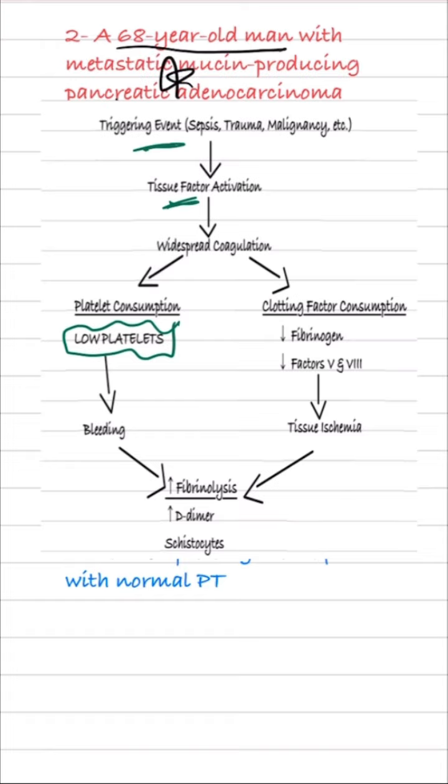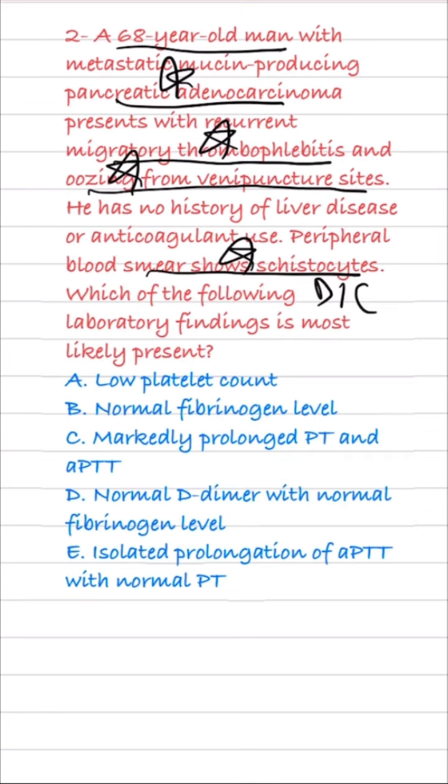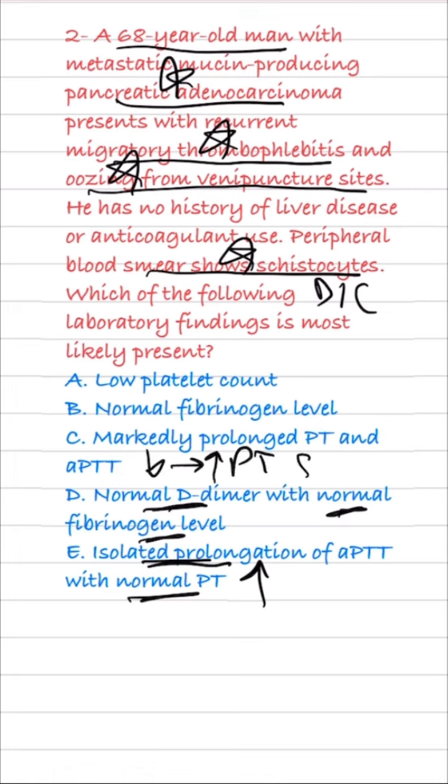Also, it leads to a decrease in all clotting factors, which leads to organ damage, which in the end also increases fibrinolysis. So knowing that, you might look at the choices and say, well, isolated prolongation of PTT with normal PT should be wrong, because both should be high due to consuming the coagulation factors. Also, there should be a high D-dimer, and a low fibrinogen level also because of the high consumption. Then you look at choice C and see it as a potential answer, because the reduced coagulation factors lead to a high PT and PTT.